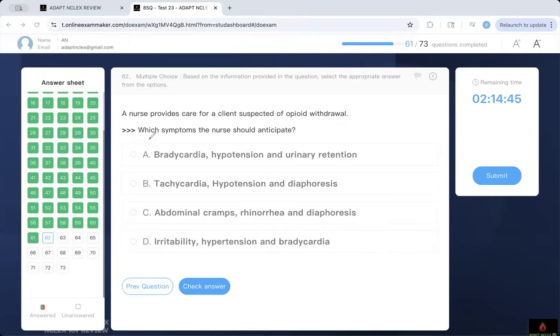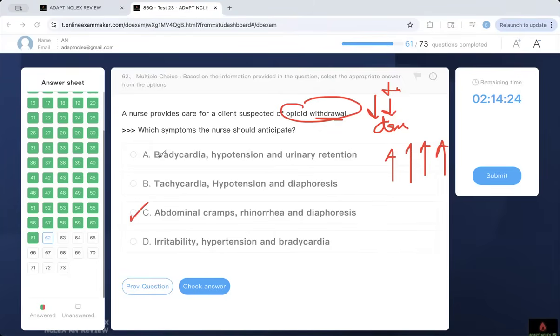Pick your answer. I can tell you, this is your right answer. Why? Opioid, what is that? It's the downer. That means if you take in opioid intoxication, your symptoms are supposed to do what? Go down. If you're withdrawing, symptoms are supposed to go up. Therefore, I'm looking for upgoing symptoms. Bradycardia is going down. I'm not looking at the rest anymore.